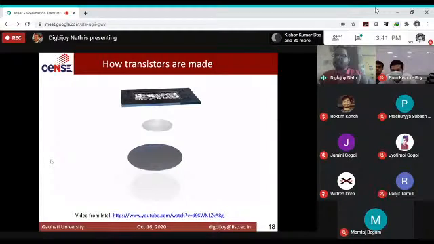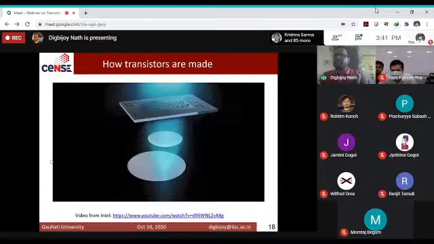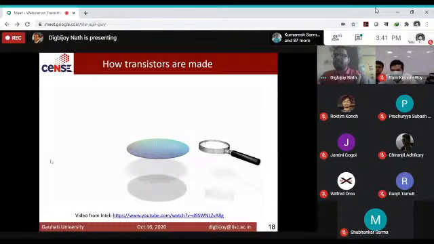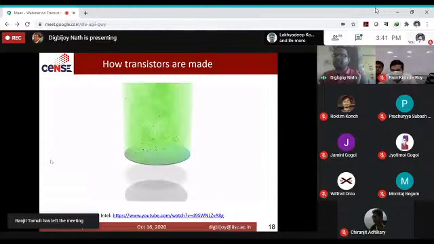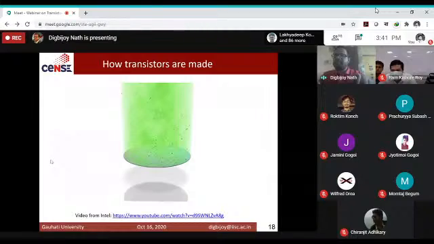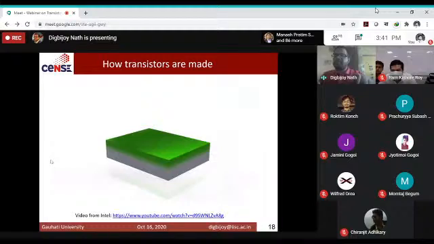Then there is something called photolithography. You can imagine this is like the old school photography technique. You have a mask and you are shining light. The pattern of the mask is transferred on the wafer, and then you inspect the wafer. Now you do something called doping. This is to increase the conductivity of the material, to make it conductive. This is how it looks, one particular area of the silicon wafer.